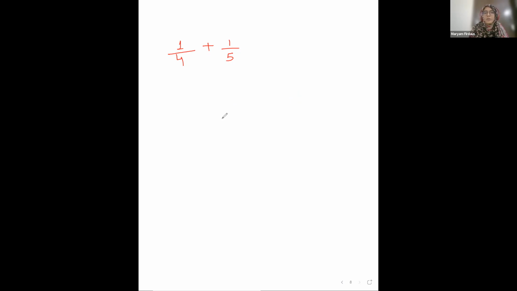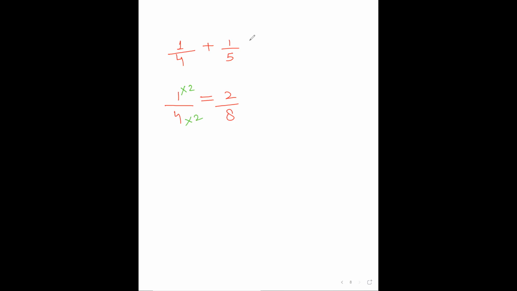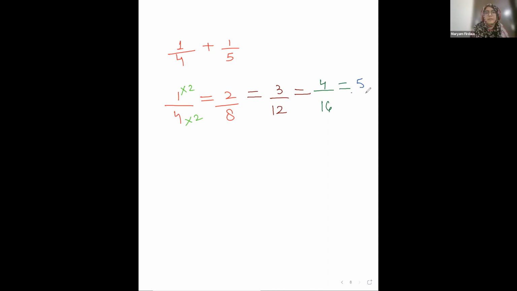But since in my case the denominators are different, I can't add them. So should I just stop over here? No. I will say, well, these are fractions. And one thing I know about fractions is that I can make the denominator whatever I want. So I can make 1 by 4 into 2 by 8 also, right? How did that happen? Both numerator and denominator I multiplied by 2. So I got 2 by 8. And I can make this 3 by 12 also. I can make this whatever I want as per my convenience, right? So let me just do this 5 by 20.